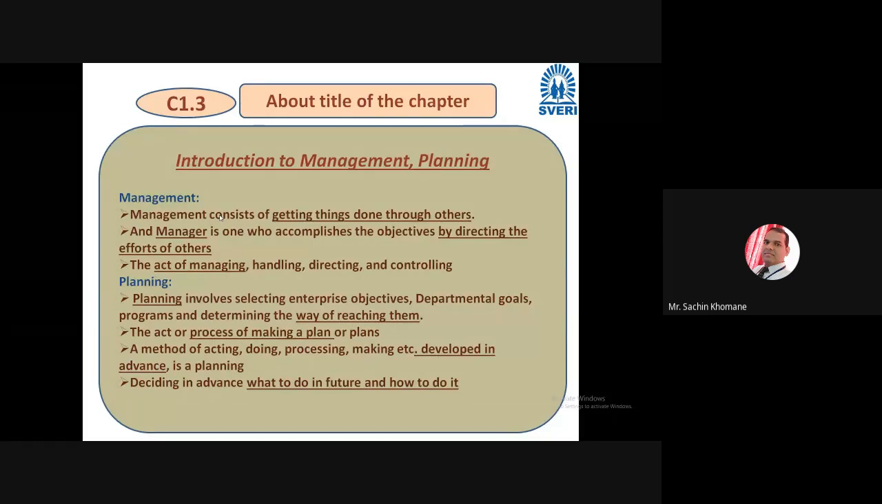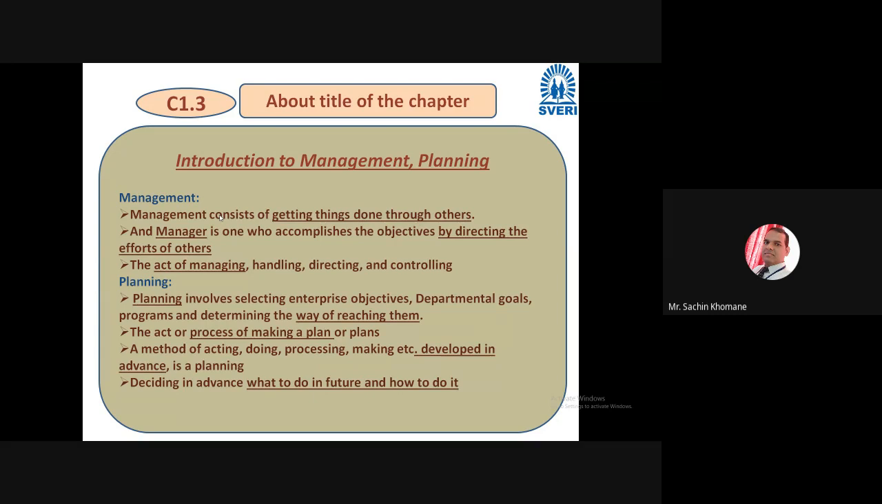What is planning? Deciding in advance what to do in future and how to do it. What is to be done in the future and how will you do it? That deciding in advance is planning. Very simple definition, so you can remember this last definition: deciding in advance what to do in future and how to do it. That is planning. I hope you understood these two concepts.